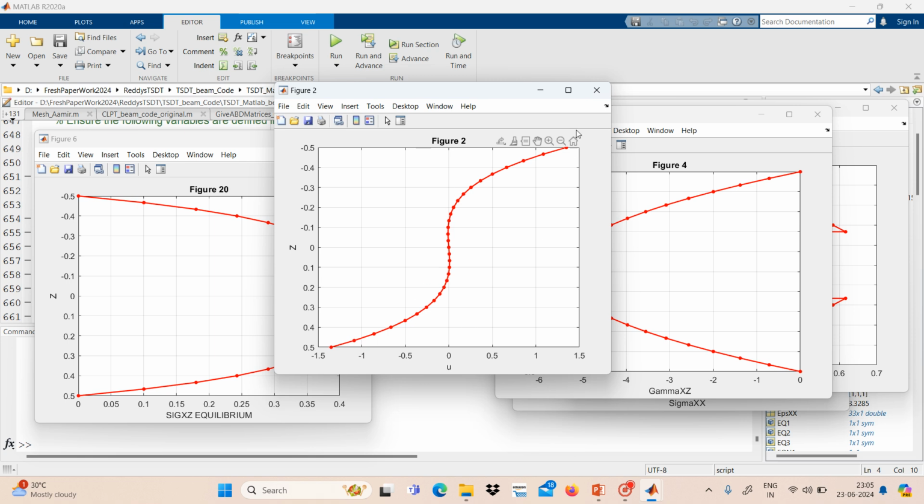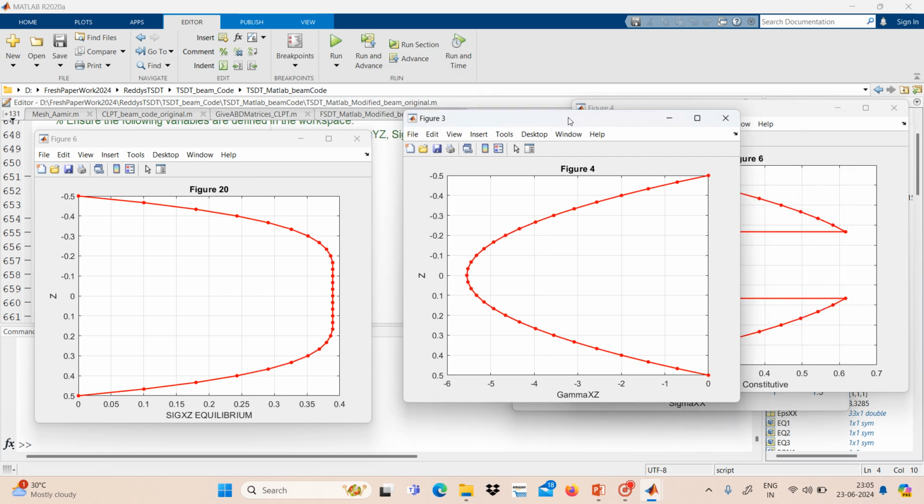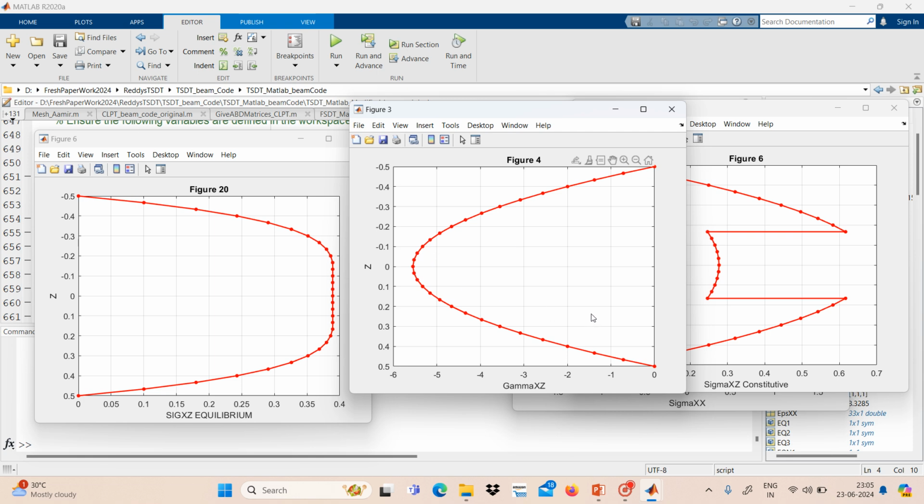Now the third figure is showing the shear strain, which satisfies the zero criteria at the top and bottom. Okay, at the top and bottom the shear strain is 0, and it varies quadratically throughout the thickness of the beam. While it is violating continuity at the interfaces of the laminae, we will discuss that later.